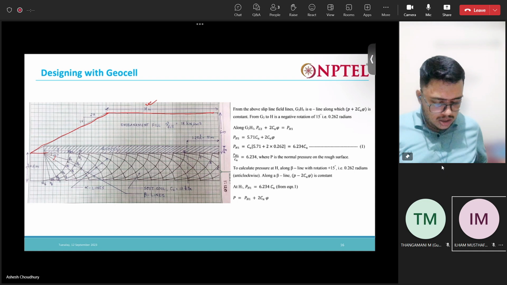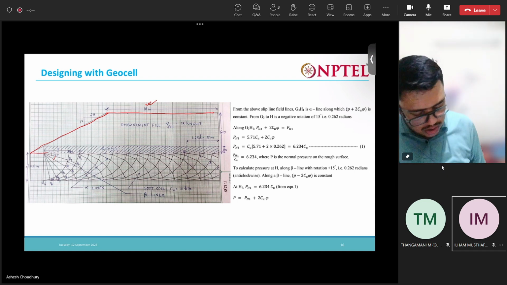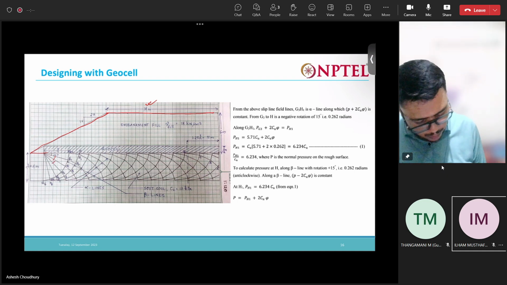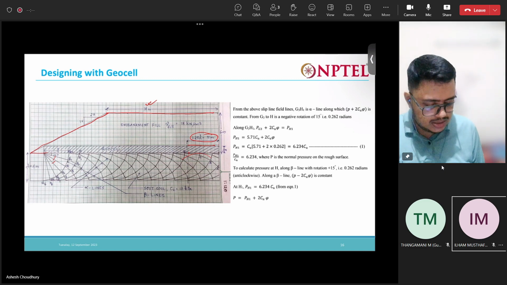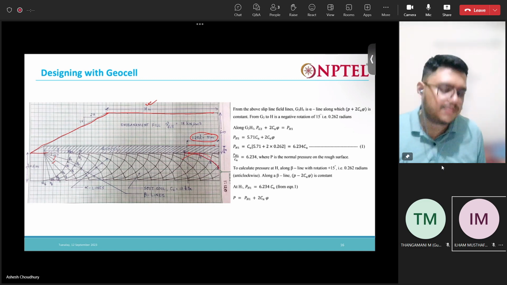Now you can see, from here we have 1.25d, which is 5 meters. This part gives us the rigid portion, right? The rigid portion, and this is the chord that separates the rigid portion.